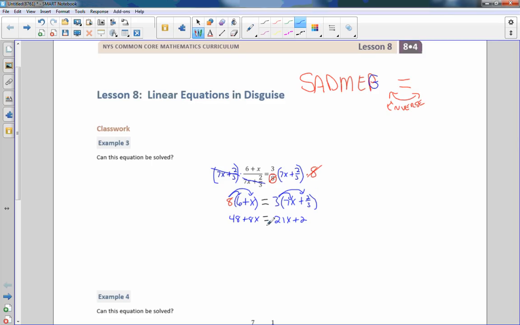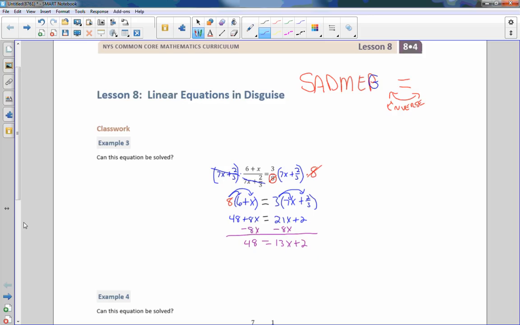So now I have an 8x on the left and I have a 21x on the right. I want to get all of my x's on one side. So I can subtract 21x over to this side, but then I'd have a negative x. I don't want to do that. I like having a positive variable because at the end we would have to multiply by -1 and add another step. So I am going to subtract 8x from both sides instead of the 21. I always move the smaller of the two over to the other side to keep it positive. 48 will stay here. 8x minus 8x is 0. 48 plus 0 is 48. 21x minus 8x is 13x. Bring down the plus 2.